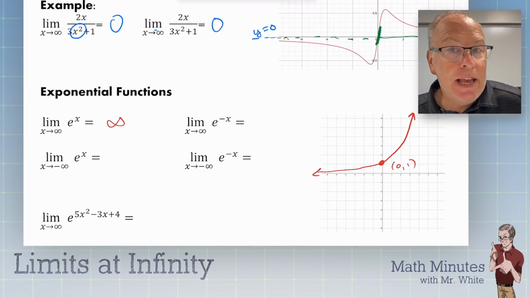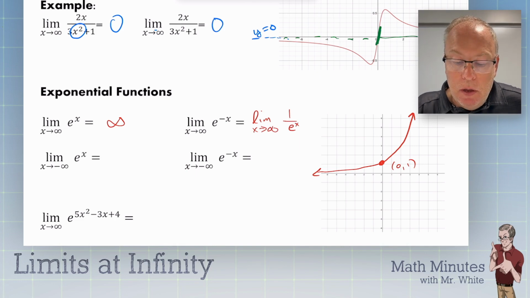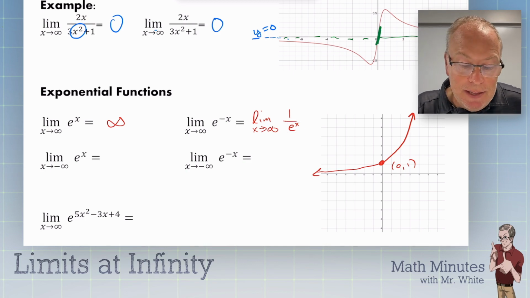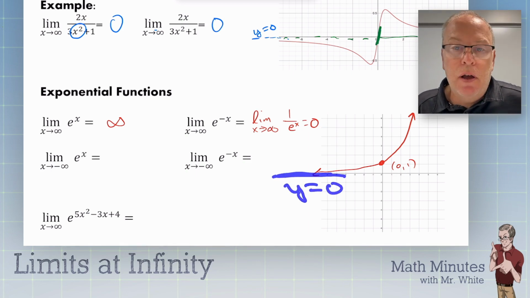But what about negative exponents? You remember negative exponents are actually fractions. So I can actually write this differently. I can write 1 over e to the x with a positive exponent. So if the denominator is getting infinitely big, then this equals 0, and you can see that on the graph. We're coming in for a landing on y equals 0, which is the definition of a horizontal asymptote.